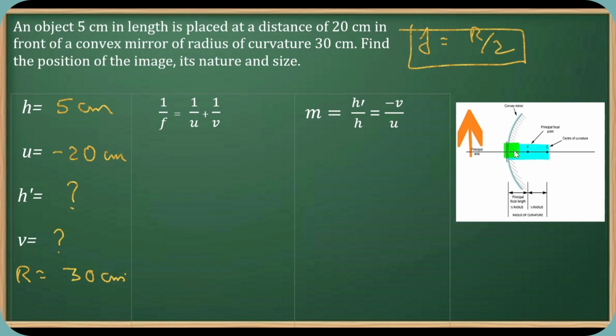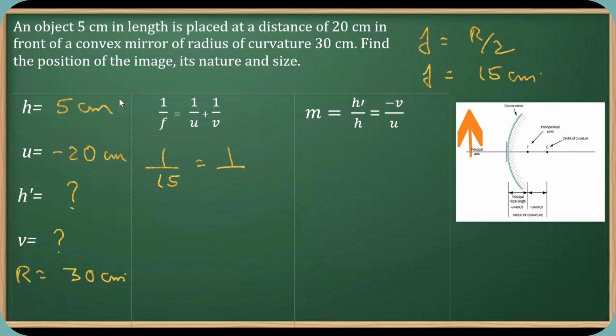So you can see that this is the focal length and this is the radius of curvature. So it is half. So we can find out the focal length from here. That's very clear that focal length is half the radius of curvature. Radius of curvature is 30, so focal length is going to be 15 centimeter. Now let's plug in the values in the mirror formula. This is the mirror formula. This is 1 over F, and how much is F? F is 15, is equal to 1 over U, and how much is U?